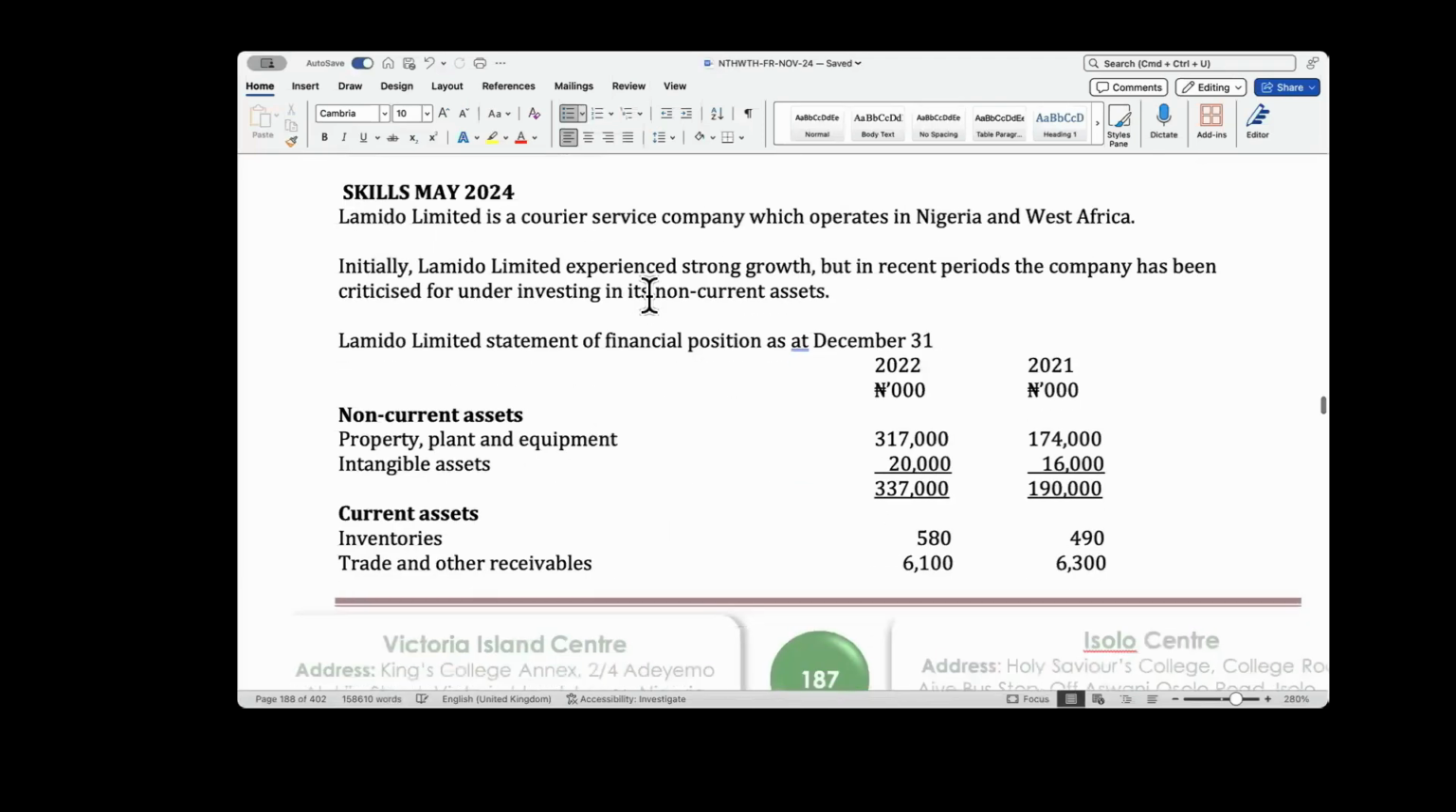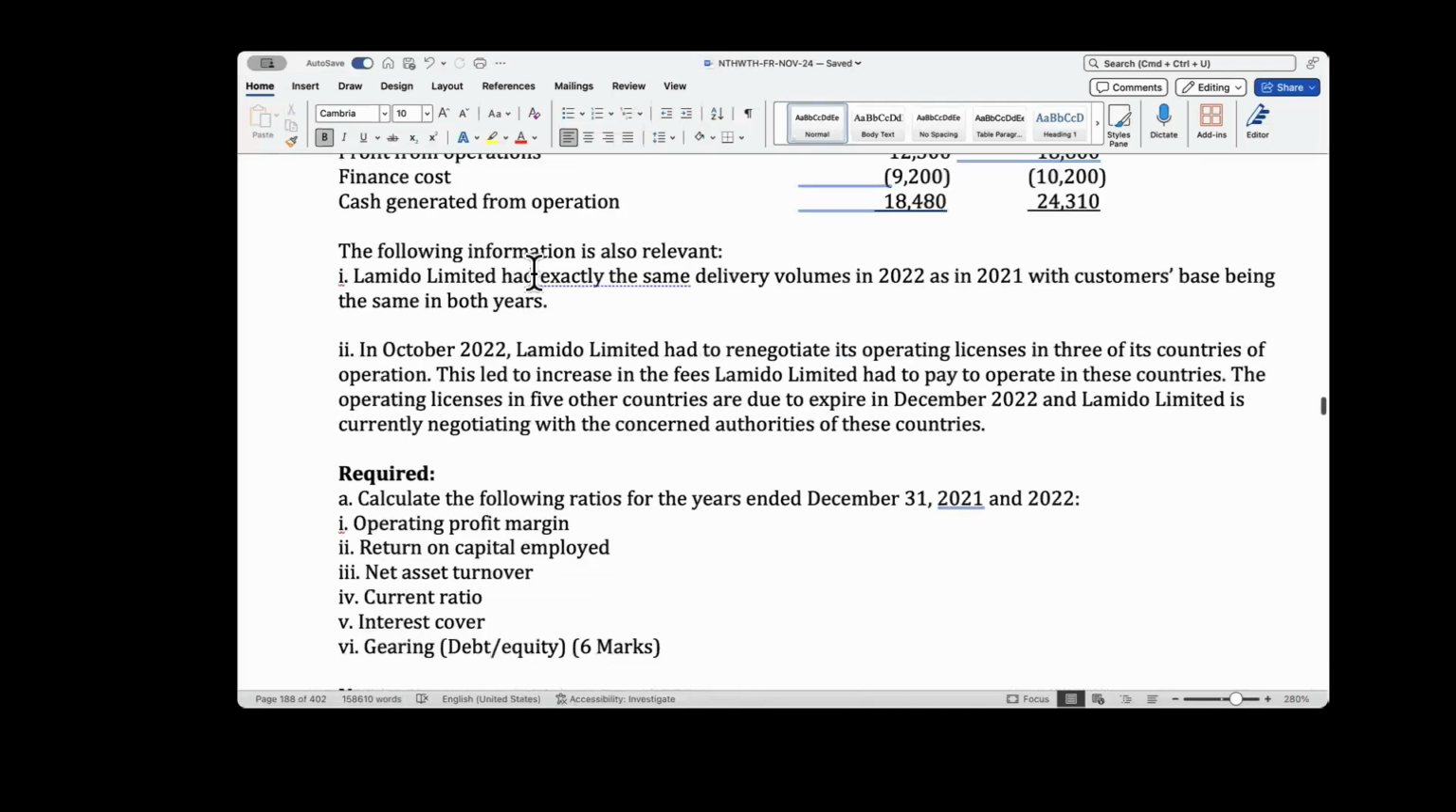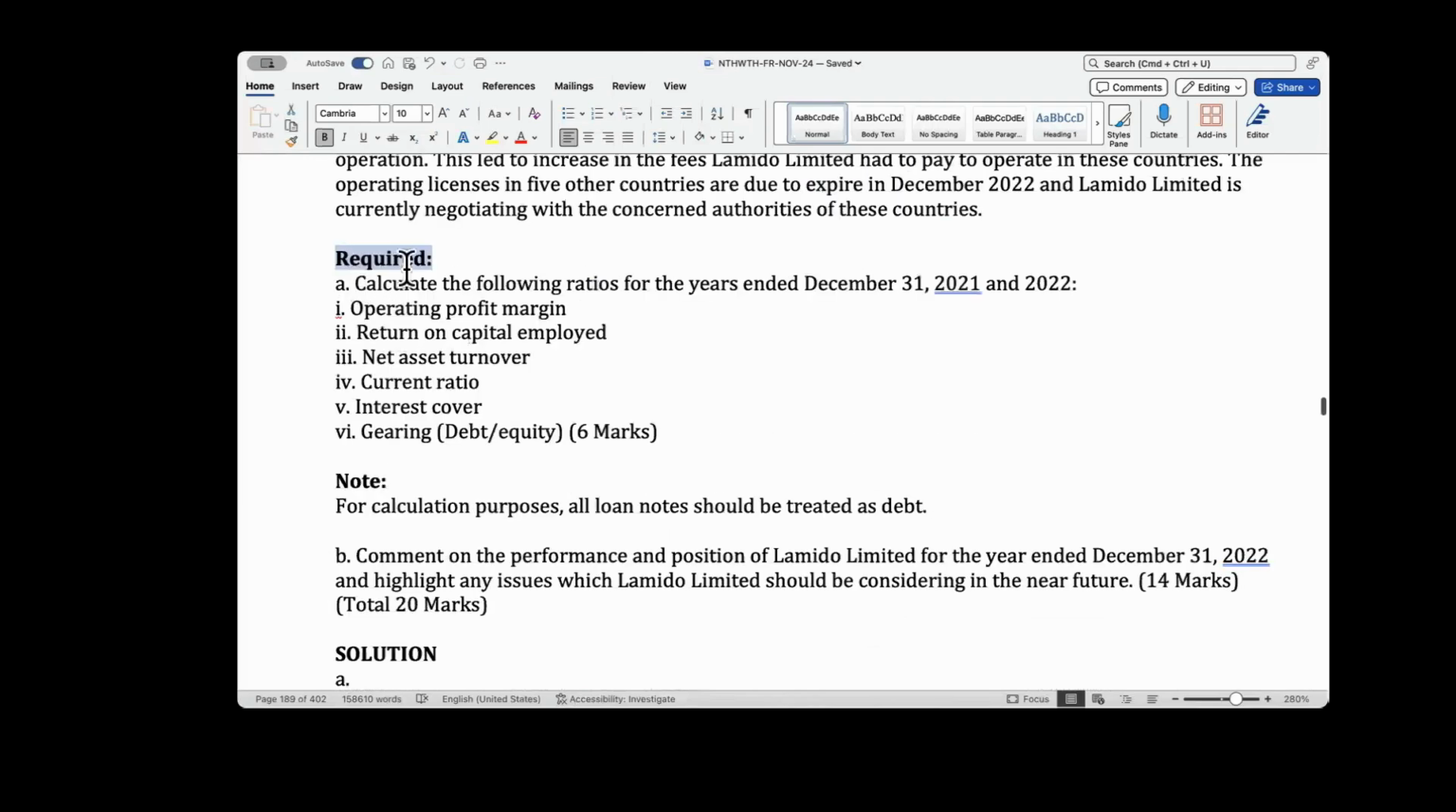Okay, so that's that. Then there was another question in Skills May 2024. So let's go to the requirements. What did that one ask you to do? Sorry, yes, I dropped a question in the message. Try to pull it up.